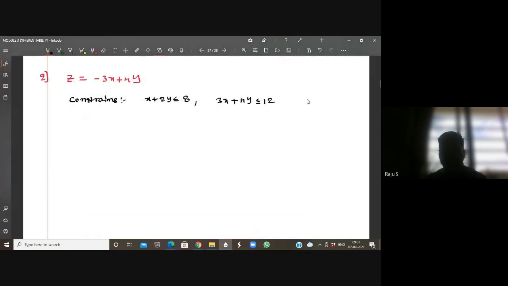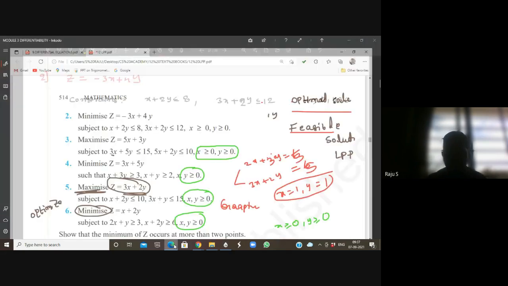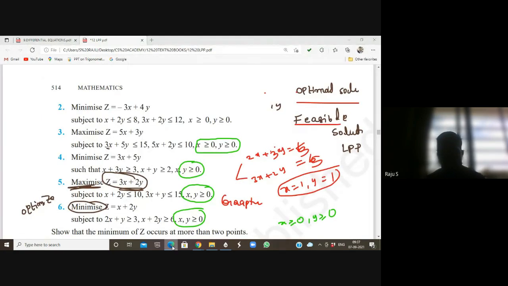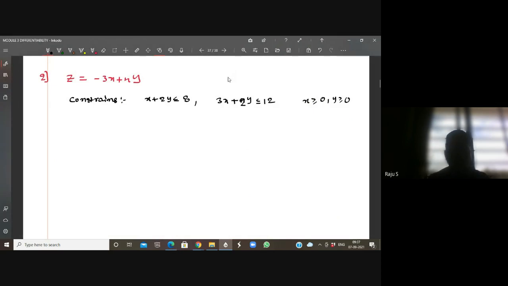And non-negative restrictions are common. 3x plus 2y is 12. I'm going to write the solution. So what shall we do, maximize or minimize? Minimize, okay?